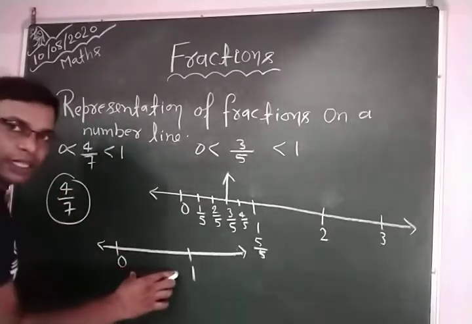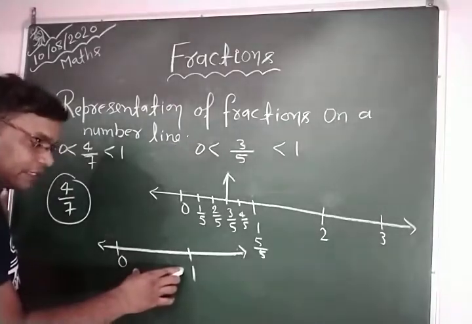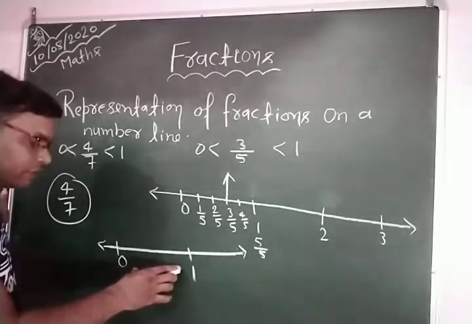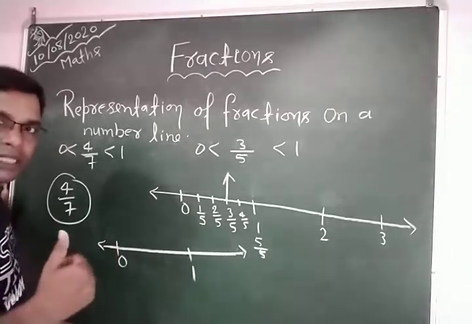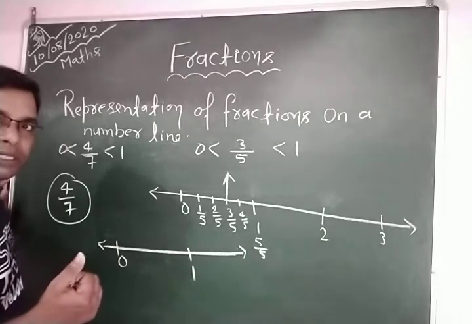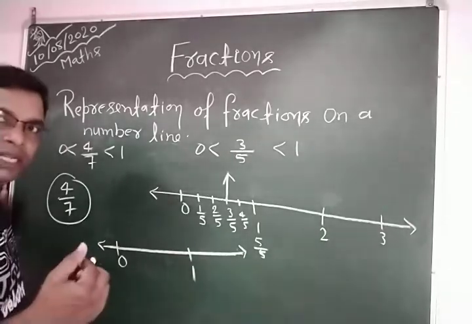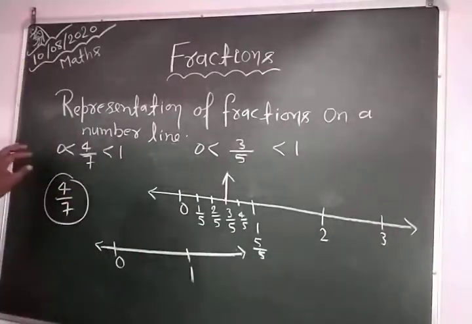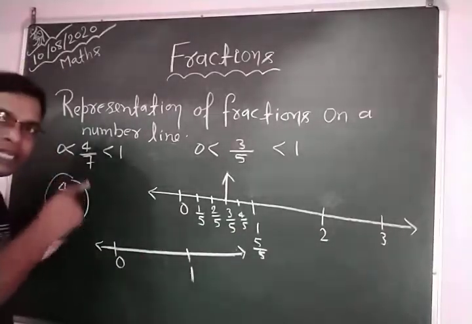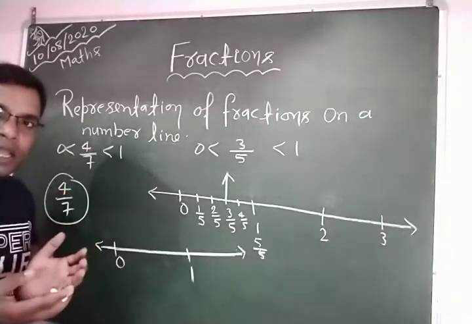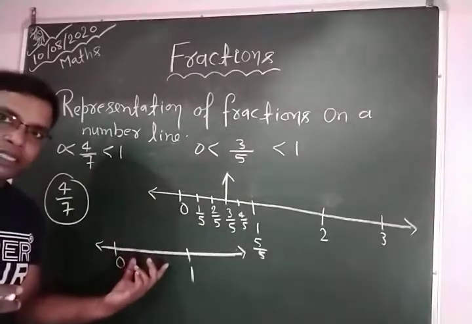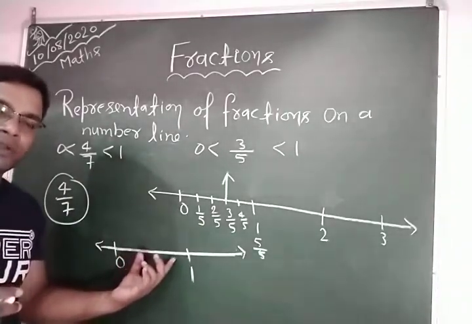So we divide this line segment between 0 and 1 in 7 equal parts. Why do we divide the line segment between 0 and 1? Why do we not take the line segment between 1 and 2? Because these fractions lie between greater than 0 and less than 1. So we select the line segment between 0 and 1.